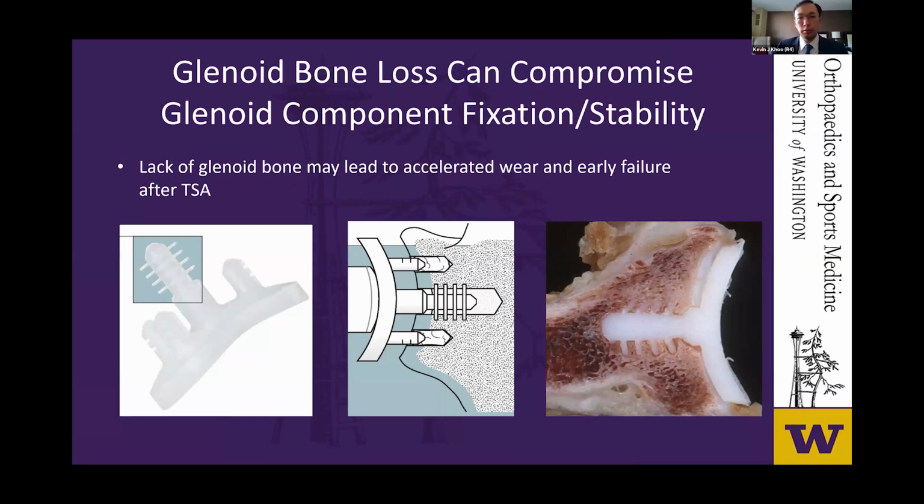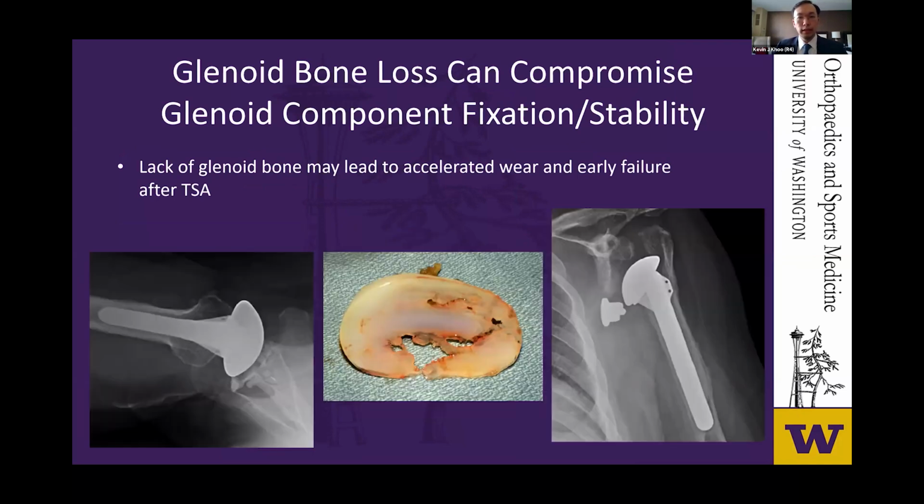In total shoulder arthroplasty, the gold standard for fixation is the use of a pegged component with cement. And in the setting of glenoid bone loss, stability of the component can be compromised, resulting in instability, accelerated wear, and eventual failure.